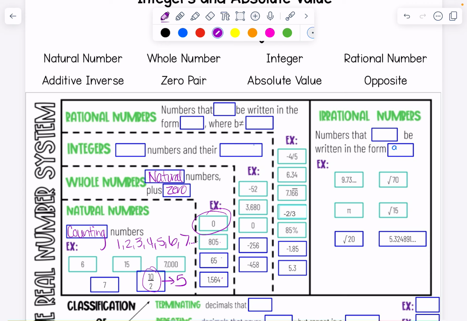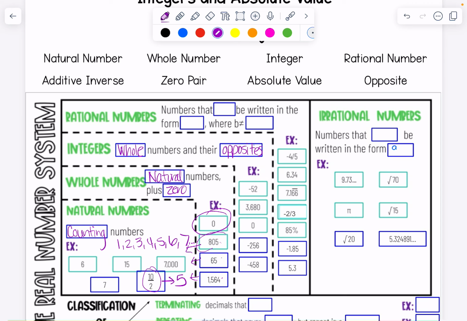These three values here, the 805, the 65, the 1564, those are also whole numbers, but more specifically, they would actually be natural numbers. Okay, so all natural numbers are whole numbers automatically. Integers are going to be whole numbers and their opposites. And this is what our main focus will be when we talk about this first unit, integers. And so we're mainly going to be focusing on these whole numbers and their opposites.